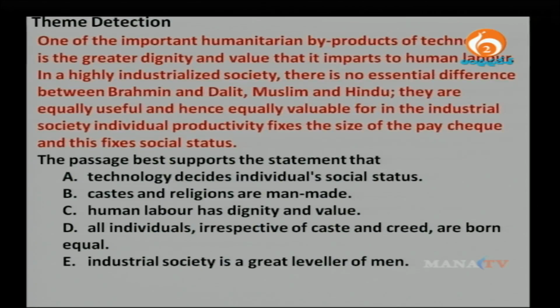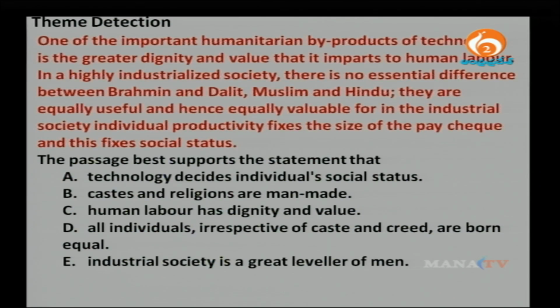All right, read the last line again. They are equally useful and hence equally valuable, for in the industrial society, individual productivity fixes the size of the paycheck, which means the amount of work you do and the quality of work you do, you get paid the same way, and that determines your social status. It's not about what religion and caste you are, it's about the social status is no longer linked with caste and religion. It's linked with productivity because we are living in a society which is industrialized.